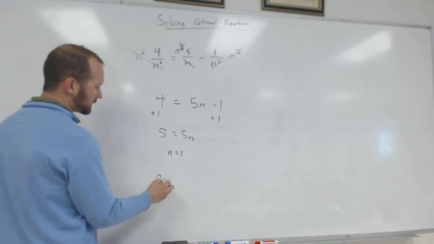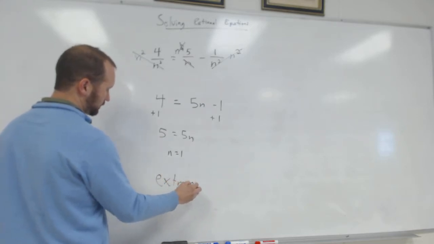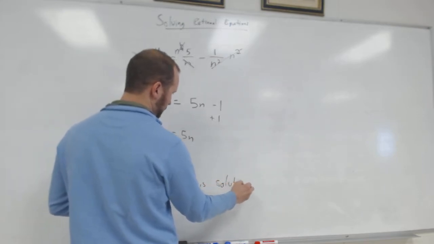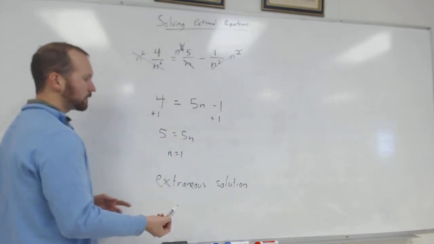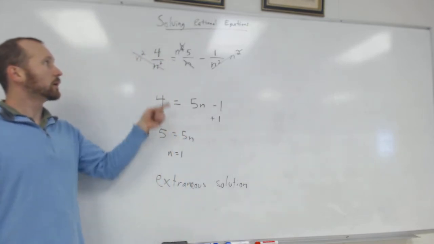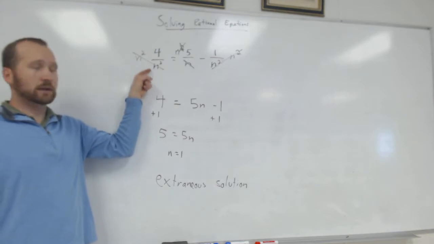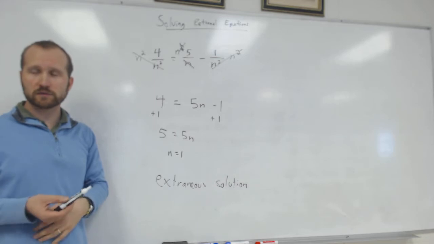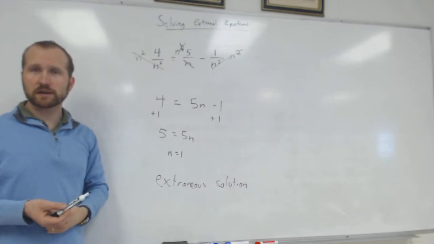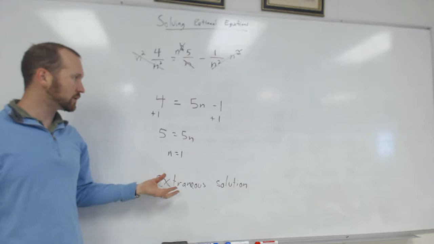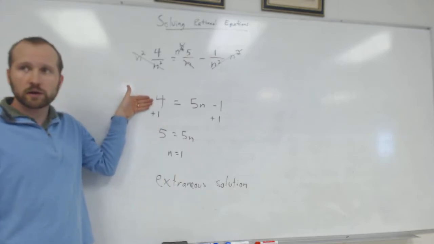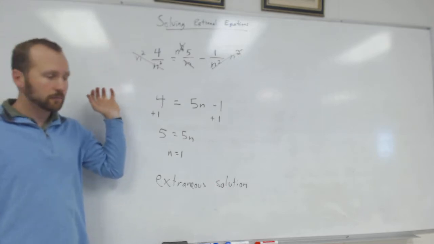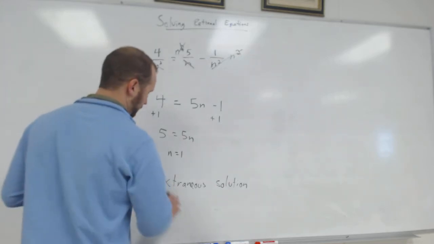So an extraneous solution is a solution that doesn't work because it was an excluded value. It was something that canceled off in one of the first steps, right? An extraneous solution is like, it would have been a solution if you had started here, but it's not a solution since we actually started up here. Right? All right.